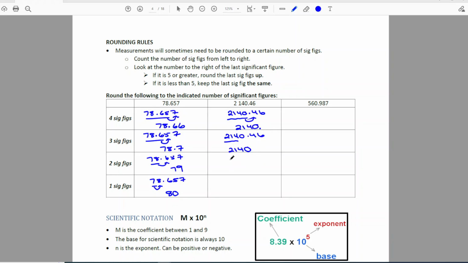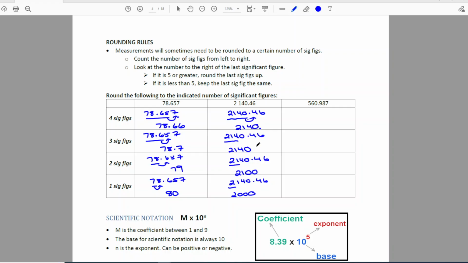Now let's go to 2 sig figs. So 2140.46. We're going to round this to 2 sig figs. So again, I'm going to keep that 1 the same, so it's going to be 2100 to 2 sig figs. And then lastly, to 1 sig fig, I've got 2140.46. I'm going to just keep this 2 because it's a 1 beside it. It's going to stay the same, but I'm going to fill in the rest with zeros. So 1 sig fig, 2 sig figs, 3 sig figs, 4 sig figs.